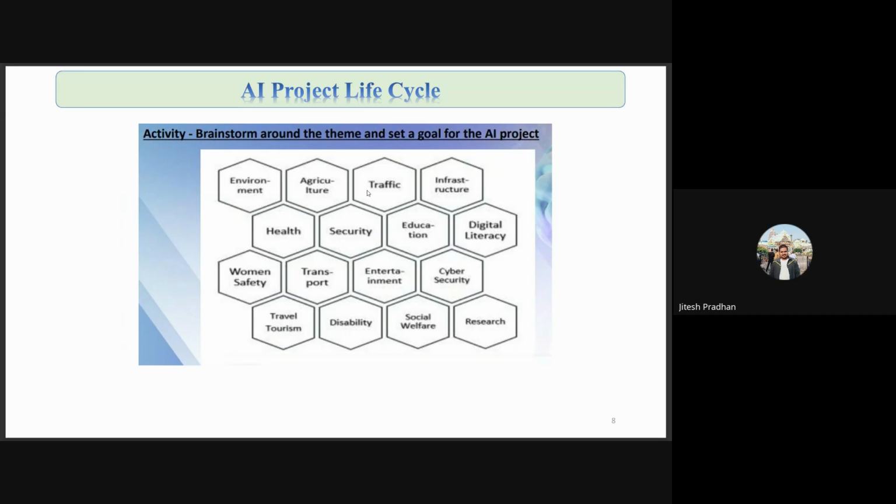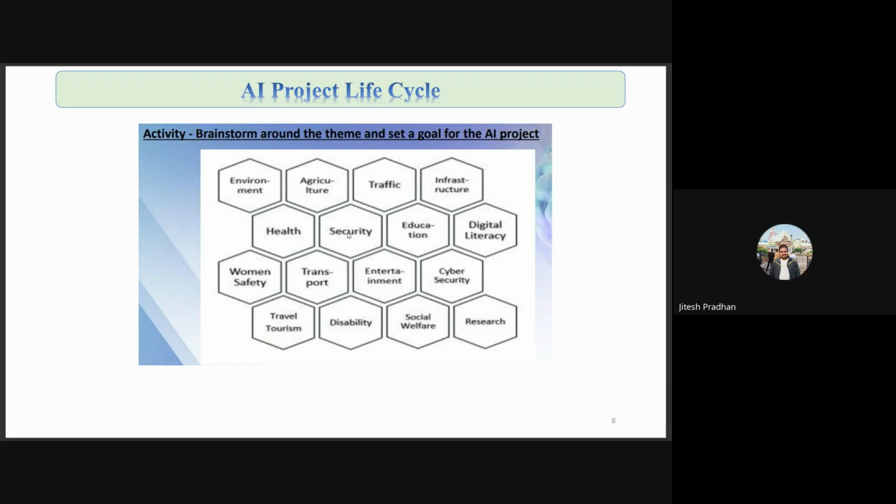There are so many problems in traffic. Traffic analysis is another problem, where lane finding is there, because right now people are fascinated about automatic, driverless vehicles. Infrastructure is there, health is there. In health, so much disease detection is there.